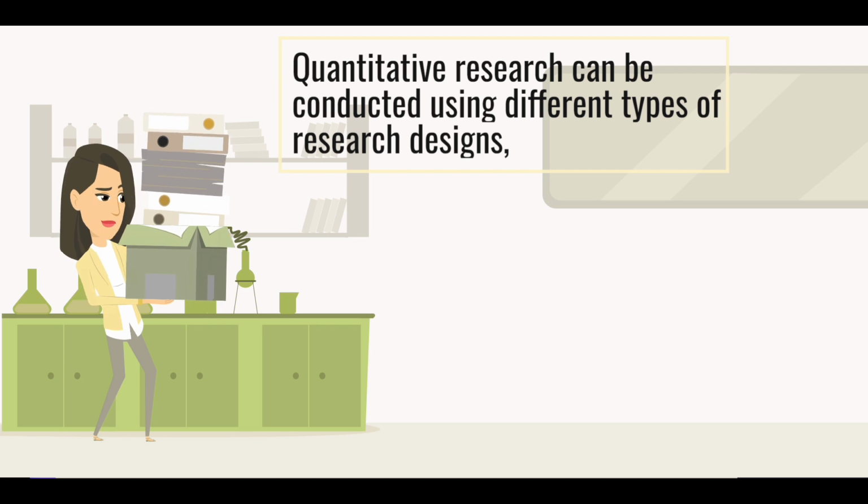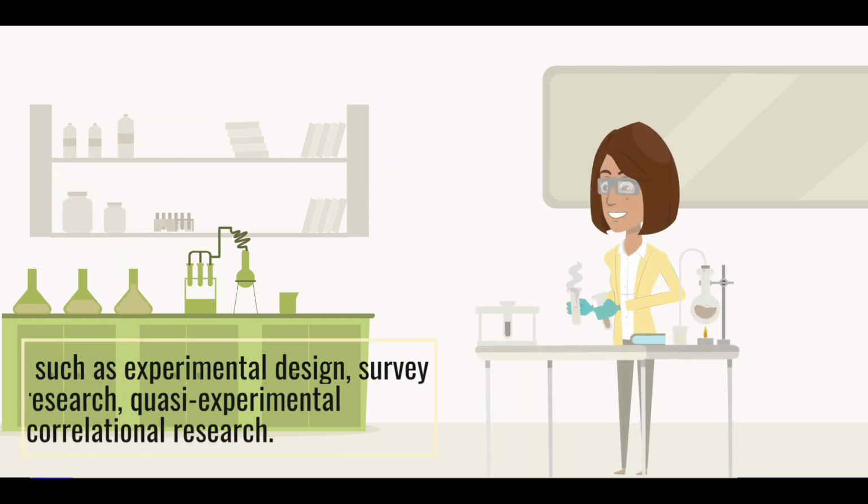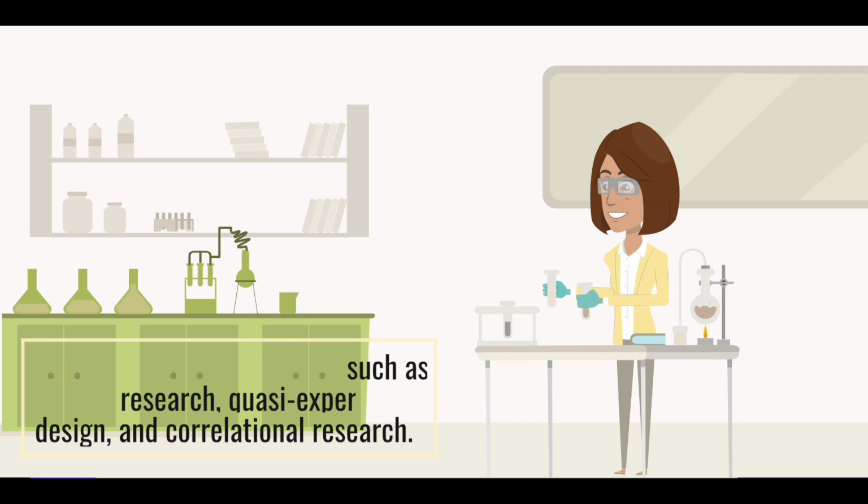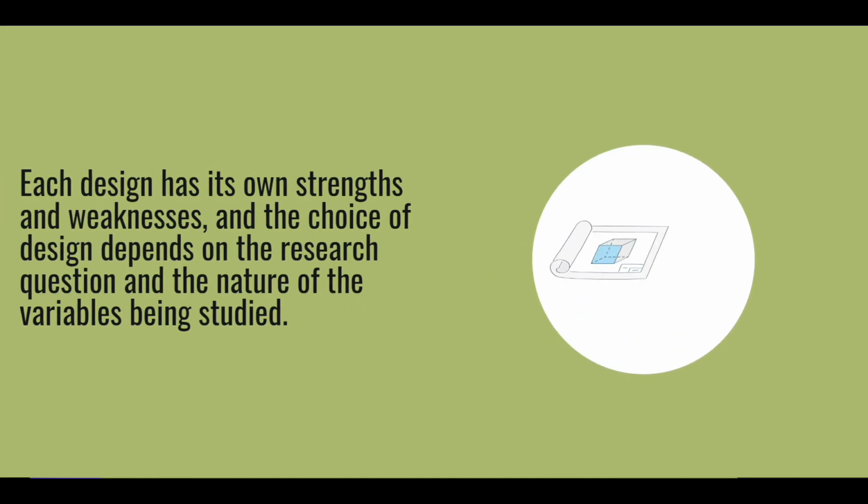Now, let's go for different types of research designs. Quantitative research can be conducted using different types of research designs, such as experimental design, survey research, quasi-experimental design, and correlational research. Each design has its own strengths and weaknesses, and the choice of design depends on the research question and the nature of the variables being studied.